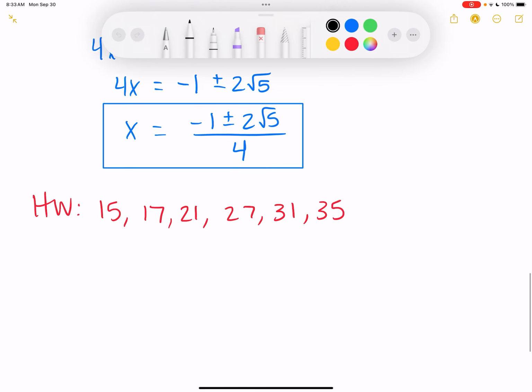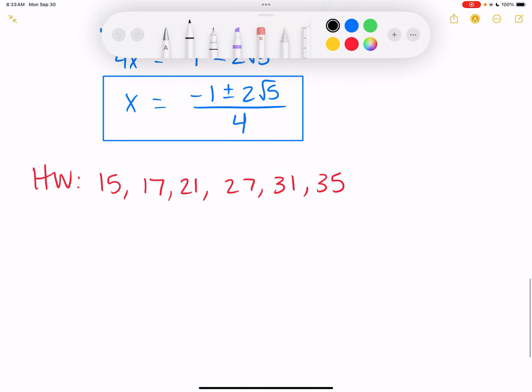But we still have completing the square. And what is the other thing? There's something else. Quadratic formula that we have to do. So, completing the square.